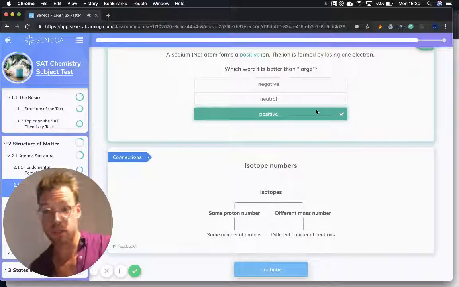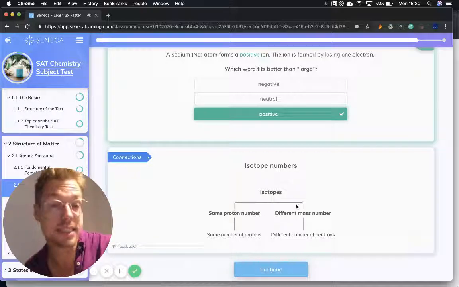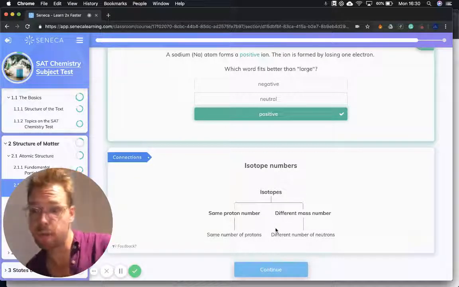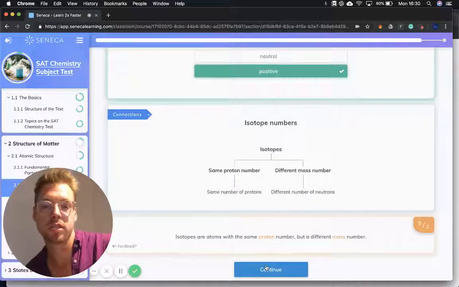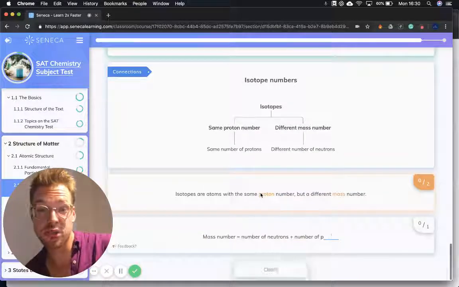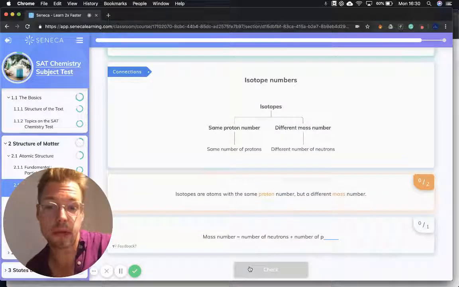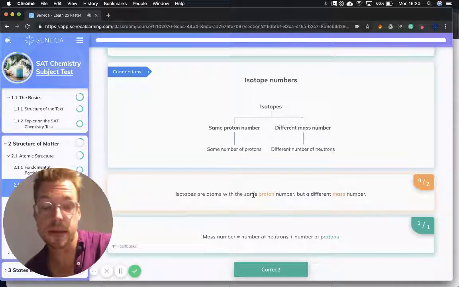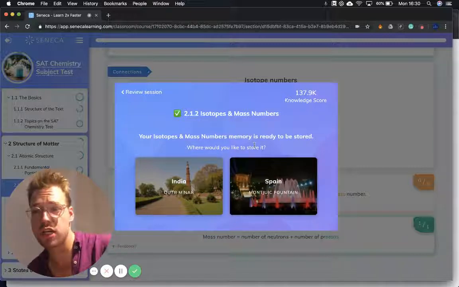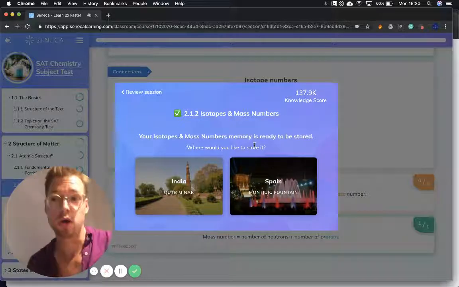Let's recap isotopes one more time. Isotopes have the same proton number but a different mass number. This means they've got the same amount of protons but a different number of neutrons. Isotopes done. Same proton number but a different mass number. That's all you take away from this episode. And mass number is the number of neutrons plus the number of protons. Boom, we did it.